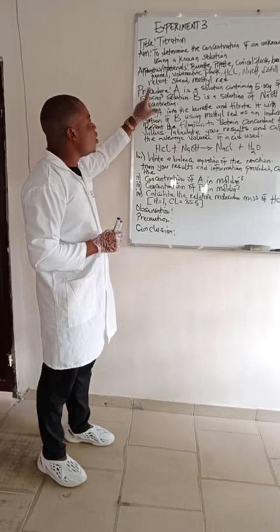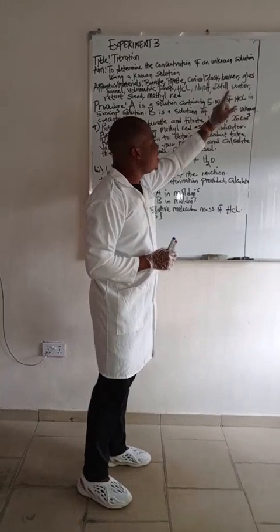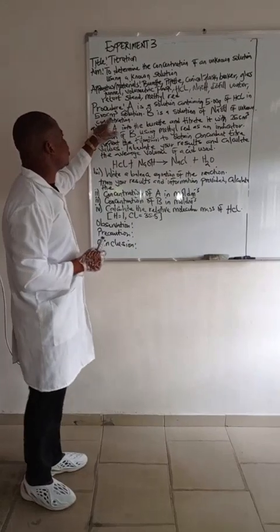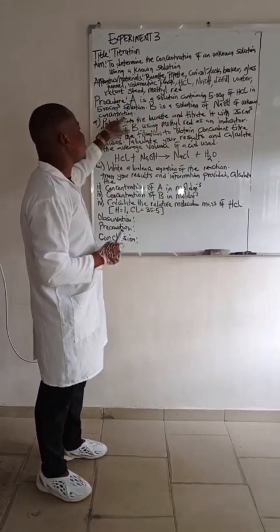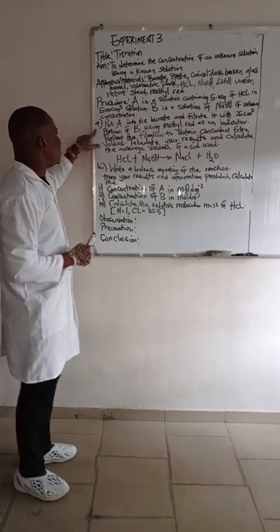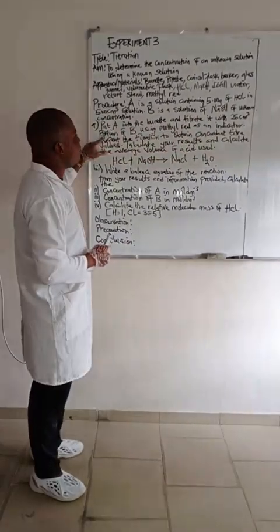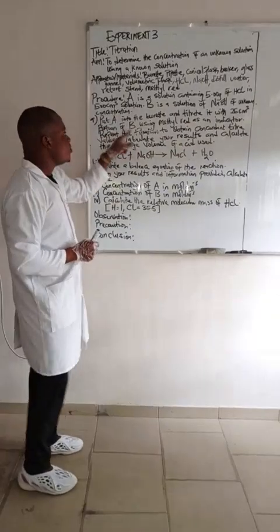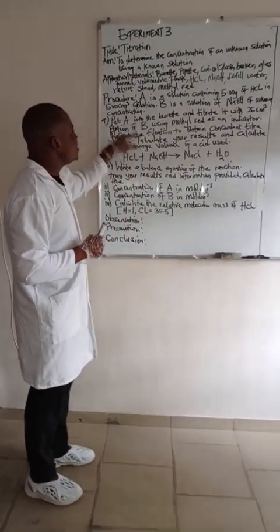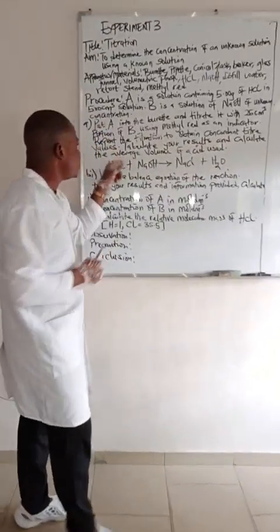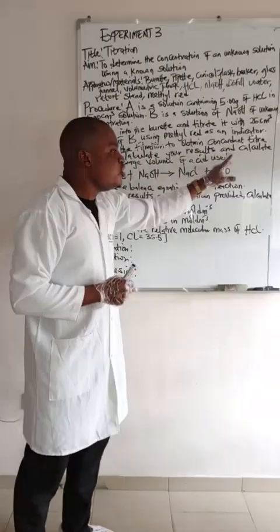Now, let's read the procedure. A is a solution containing 5.00 g of HCl in 500 cm³ of solution. B is a solution of sodium hydroxide of unknown concentration. The structure is here. Put A into the burette and titrate it with 25 cm³ portions of B using methyl orange as an indicator. Repeat the titration to obtain concordant titre values. Tabulate your results and calculate the average volume of acid used.